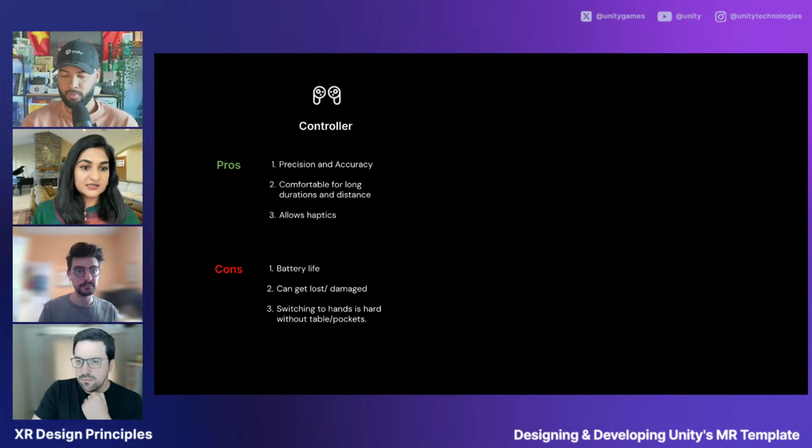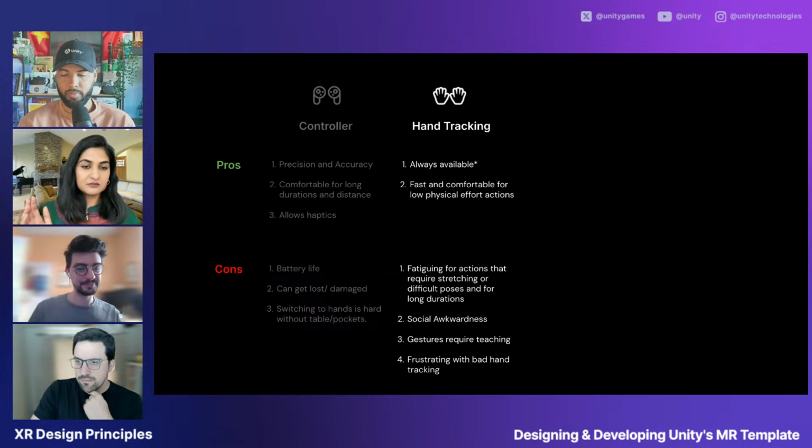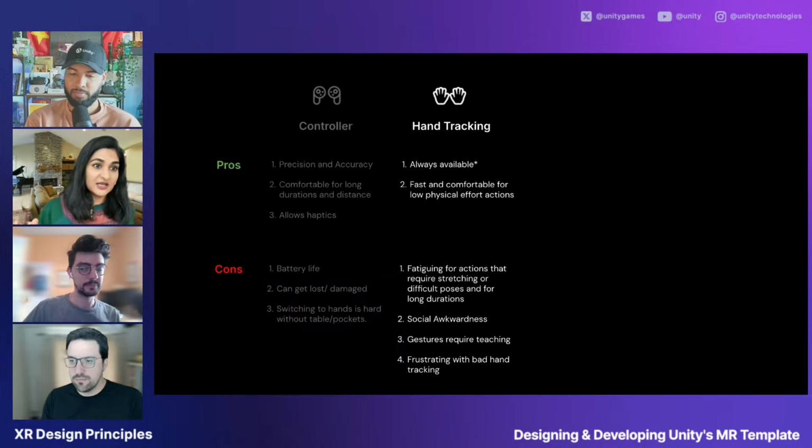The next one is hand tracking, one of the next most common ones. Your hands are almost always available. And I say almost because you might be carrying a few things in your hand, you might have an injured hand, you might not have a hand. So it's not a given that you'll always have it, but it is one of the most available options. It is fast and comfortable for low physical effort action.